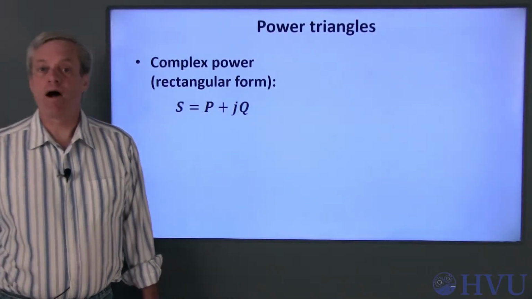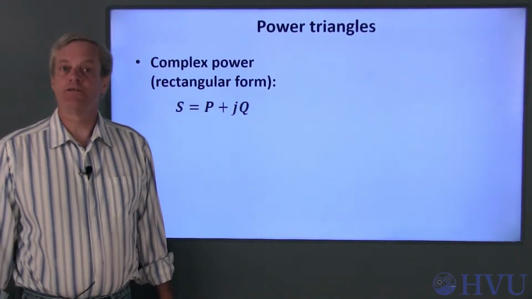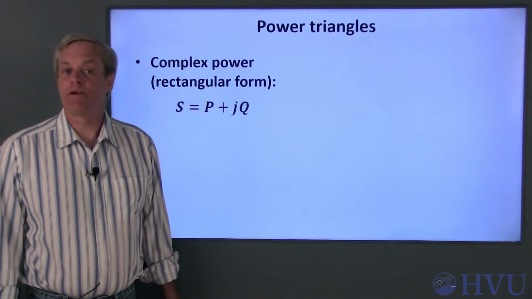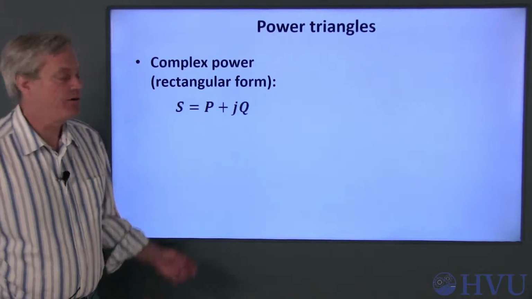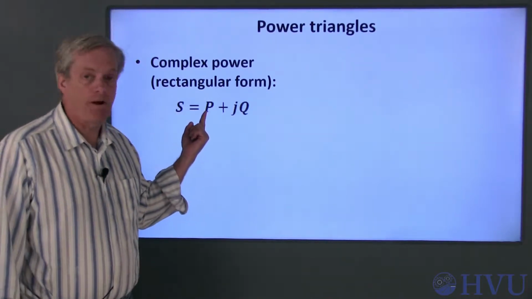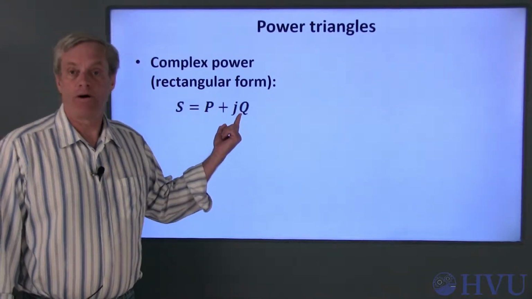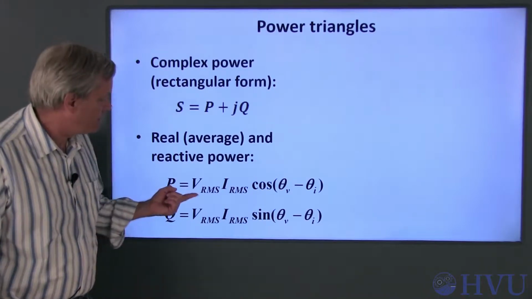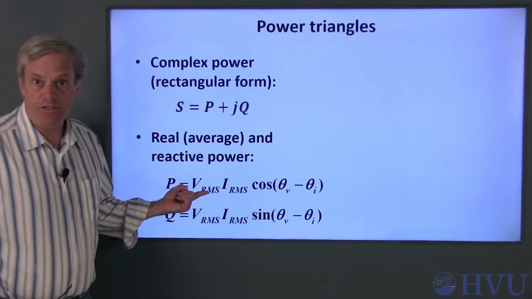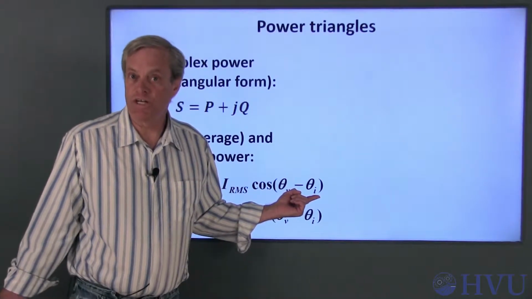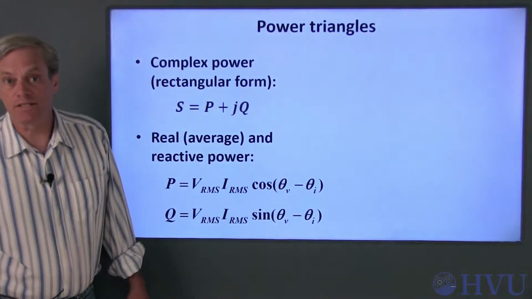Power factors and power factor correction are best understood in terms of complex power. So let's review the main concepts there first. Complex power is represented as S. In rectangular form, it consists of a real part, P, and an imaginary part, Q. P is the average power. It's the product of the RMS voltage times the RMS current times the cosine of the phase difference between voltage and current. Its units are watts.